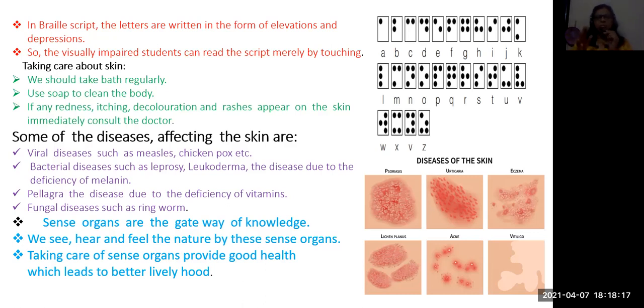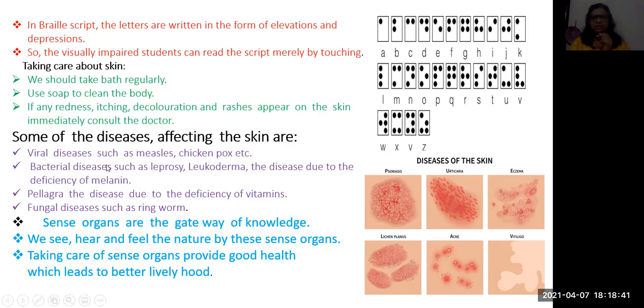How to clean our body? We should take a bath regularly. Use soap to clean the body, isn't it? If we have any redness or itching or any type of disease on the body, then what do we have to do? We have to go to the doctor immediately. You should consult the doctor.